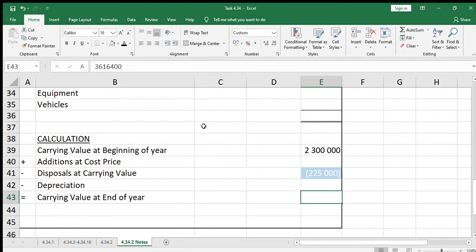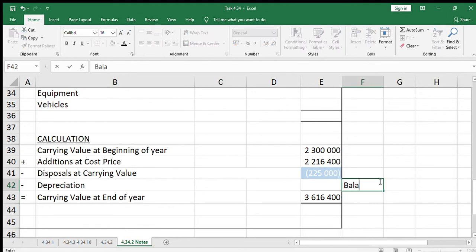And then the carrying value at the end of the year is 3,616,400. Okay, then look at number 5. It says fixed assets were bought during the year for 2,216,400. So we're just going to fill that in here at additions. Depreciation is going to be the balancing figure in this question. So I'm just going to type here, this is the balancing figure. Remember we need depreciation for note 1 as well.